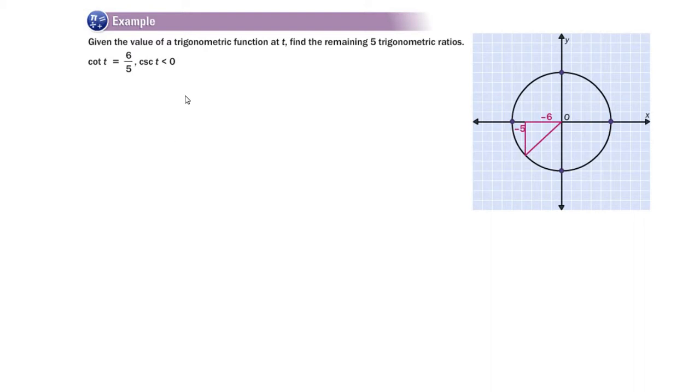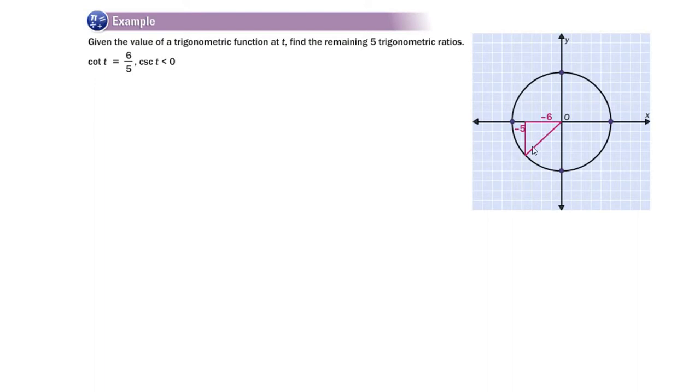So they give us an additional piece of information. They tell us the cosecant is less than 0, or in other words, the cosecant is negative. Well, cosecant is the reciprocal of sine, so they just told us the sine is negative. So that's got to be down in this quadrant, right? Sine would be negative here or here. But because we know cotangent's positive, it's got to be down here.